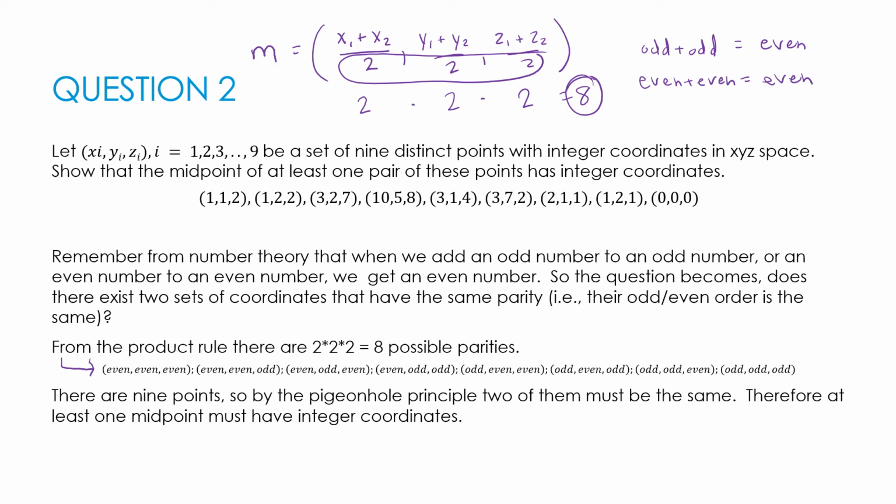So 8 is essentially the number of boxes. Well, how many points do I have? They gave me 9. So essentially I'm saying 9 divided by 8, which of course means 2 of them must be the same.